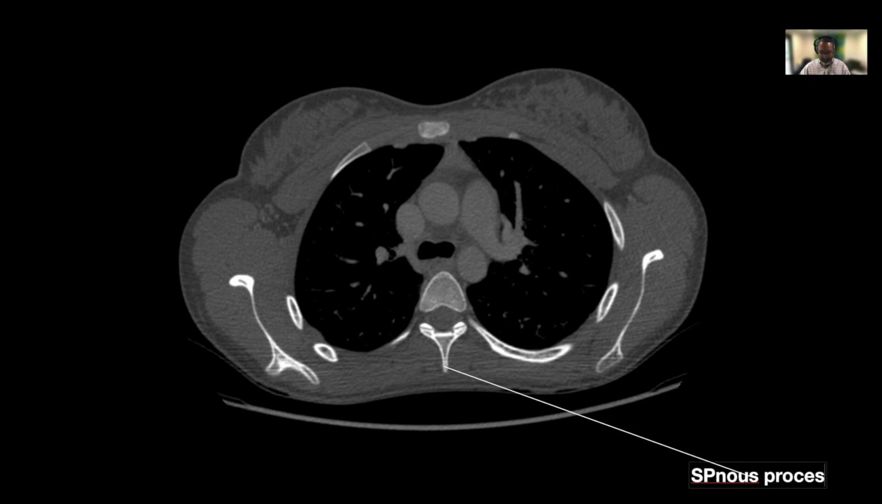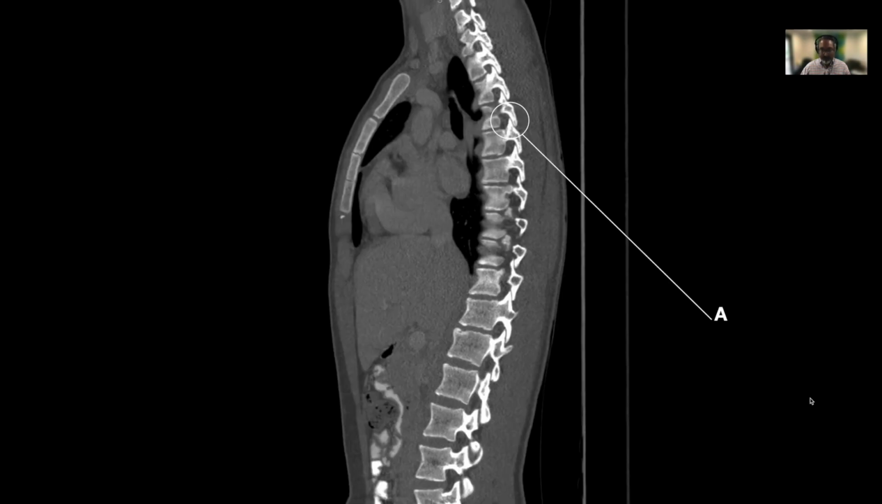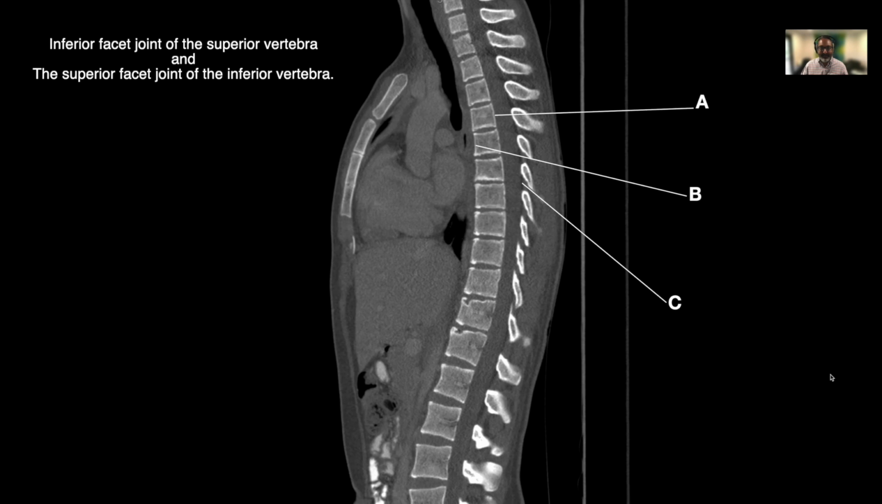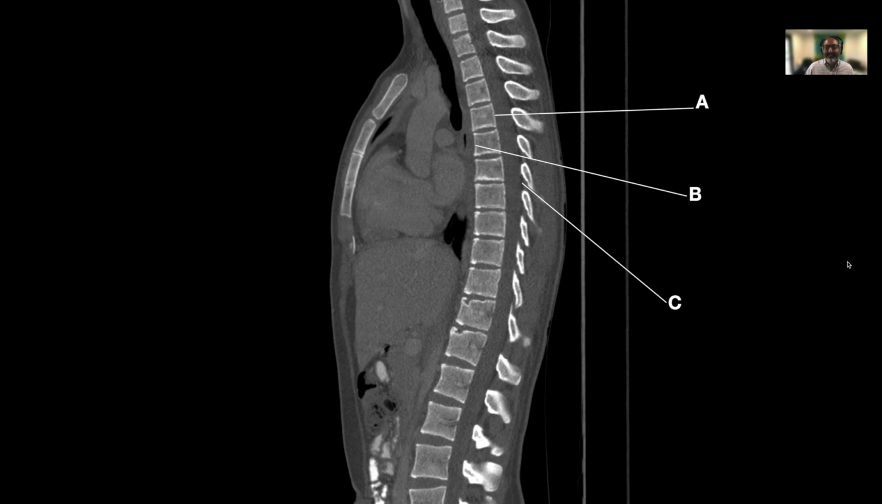Correct. And got there. All right. What joint is that? That is a facet joint. Correct. Is it a superior facet joint or an inferior facet joint? Yes, correct. That's good. That was a trick question, and you got it right. All right, fantastic.